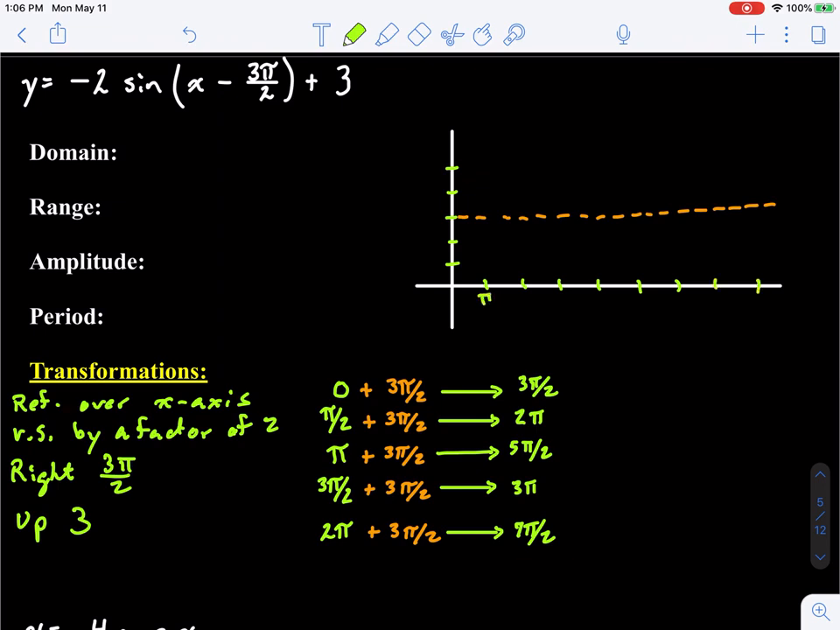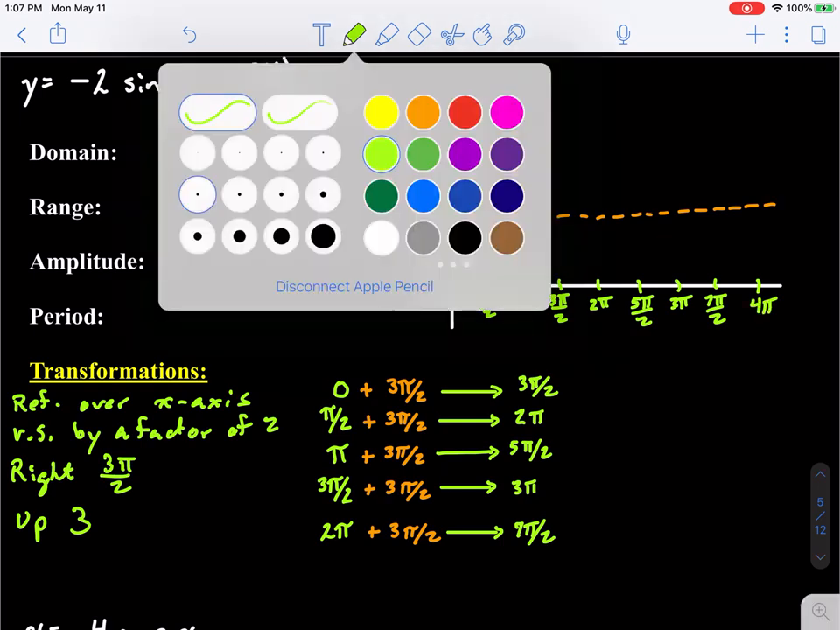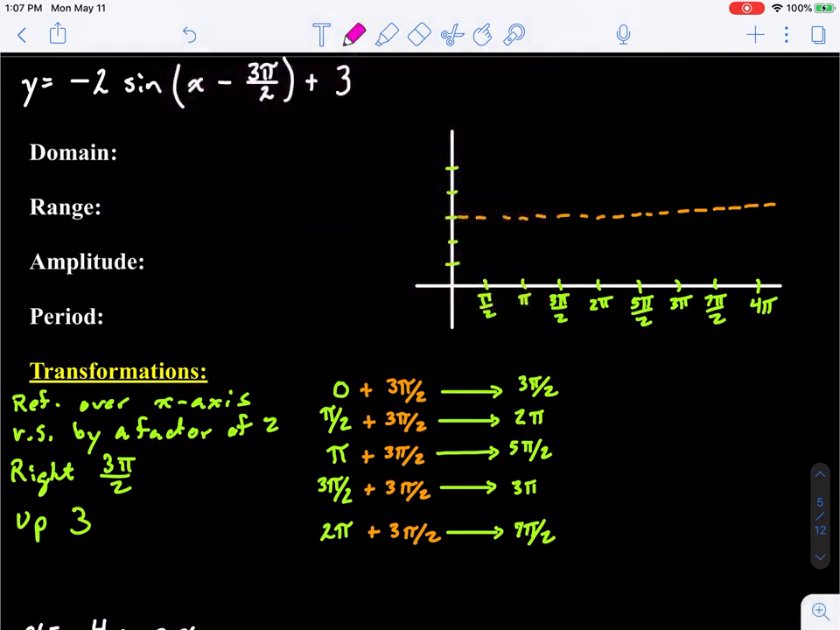All right, so the first point we have is pi over 2, and then pi, and then 3 pi over 2, 2 pi, 5 pi over 2, 3 pi, 7 pi over 2, and 4 pi. And they just keep on going forever. All right, so let's plot the first point.